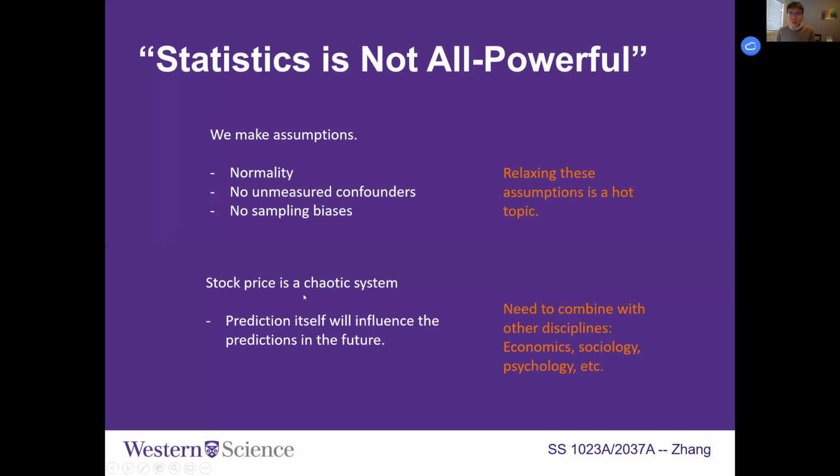Another problem for statistics in predicting the stock price is that the stock price is actually a chaotic system. What it means is that every time we make a prediction, it will actually influence the future itself. So that's why our predictions probably work sometimes, but will generally fail in a certain period. So in this case, we need to combine our statistical knowledge with other disciplines, such as economics, sociology, and psychology, etc. So the take-home message is that even if in the future you are not going to work in the field of statistics, I hope you can still try to combine your knowledge with statistics. In that way, you can still contribute to the statistics area.